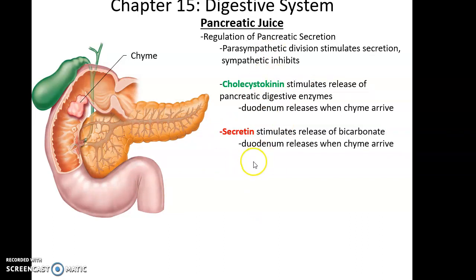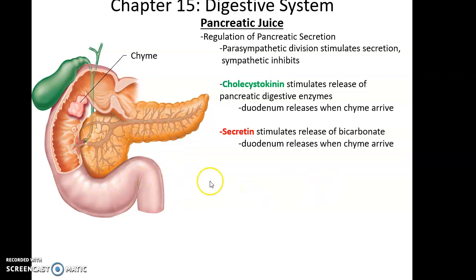So, regulation of the secretions. Well, obviously, the parasympathetic division of the autonomic nervous system can stimulate secretion. We have the hormone cholecystokinin that gets released by the duodenum, and this activates the pancreas. So it stimulates the release of the digestive enzymes.